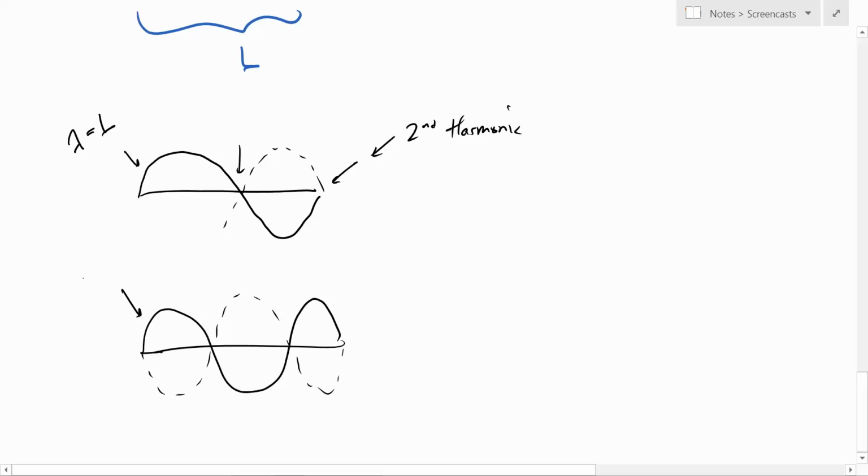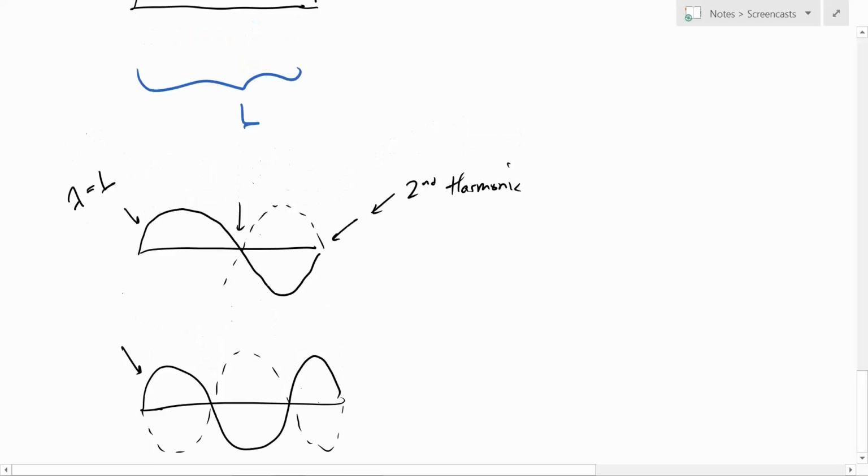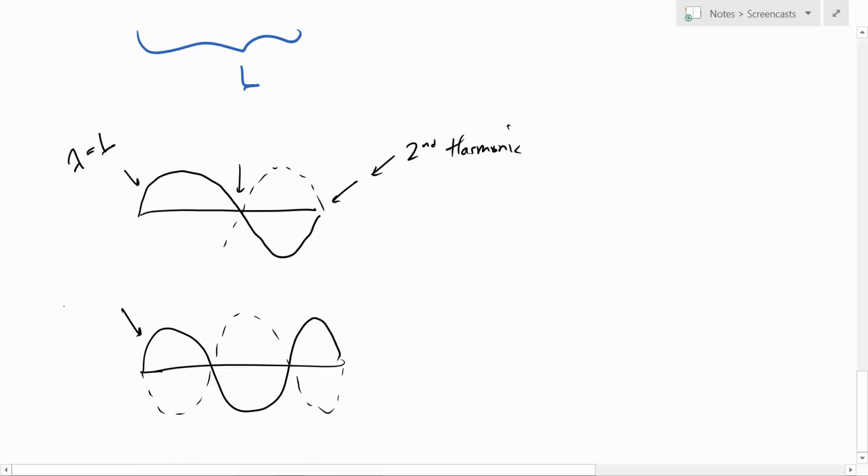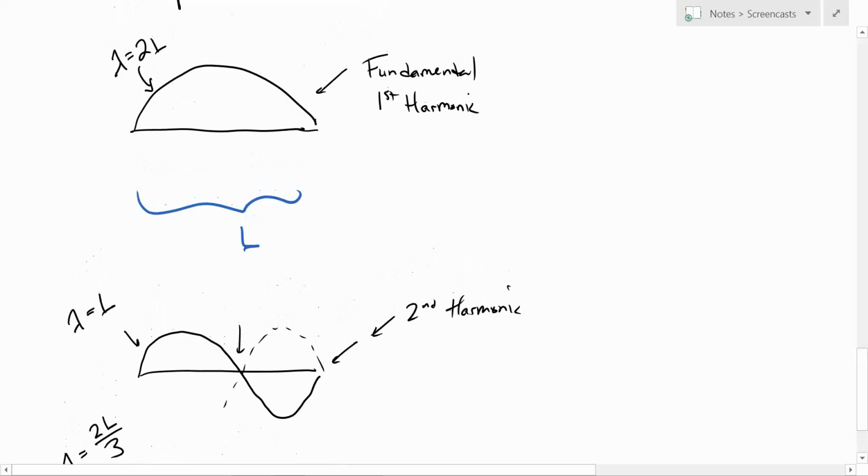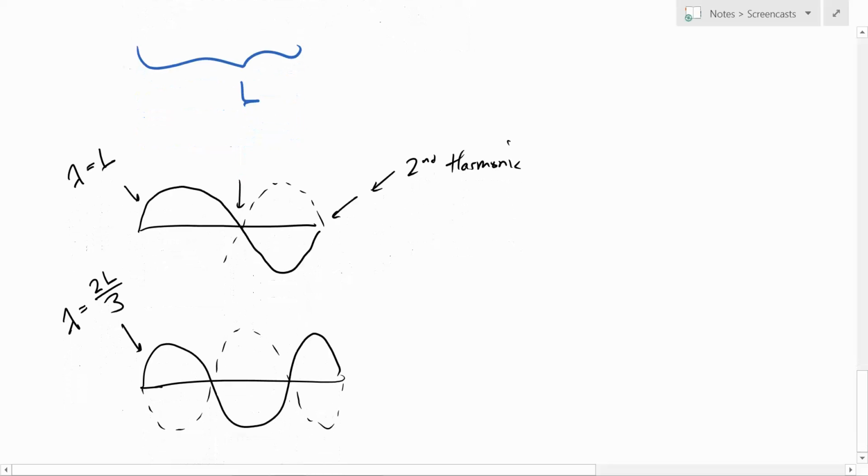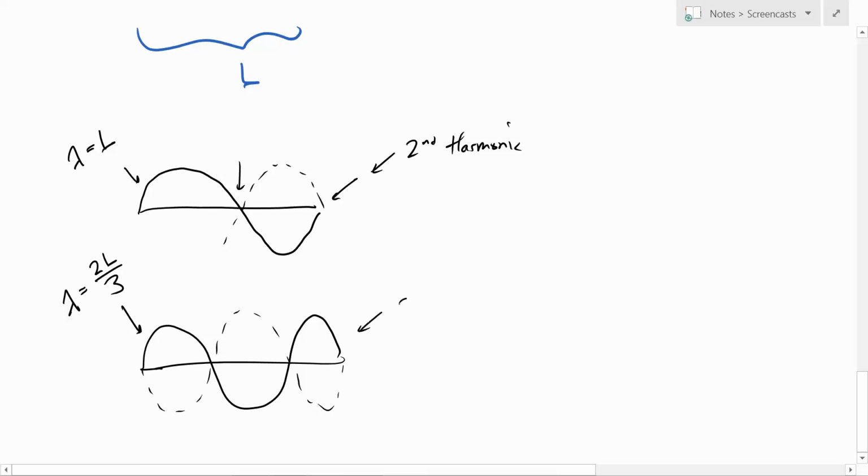Now it gets a little tricky. So the wavelength is 2/3 of L. Yes, that sounds right. 2L over 3, because here is one wavelength, and I can fit another half of a wavelength onto that. I'm hoping I did this right. Someone will catch me later if I'm making crazy things up.